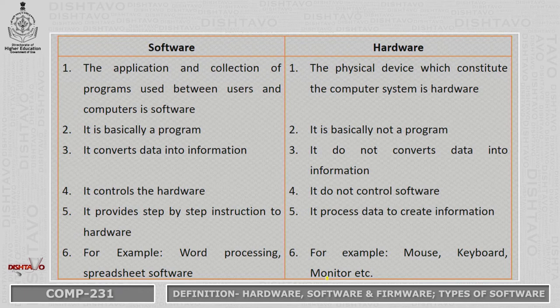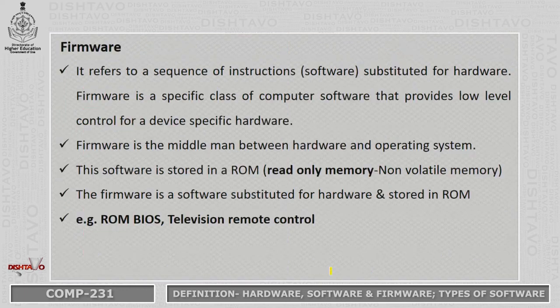Simple examples of software are word processing or spreadsheets, which we call Excel sheets. In the case of hardware, the keyboard, mouse, monitor, etc. are examples of hardware.